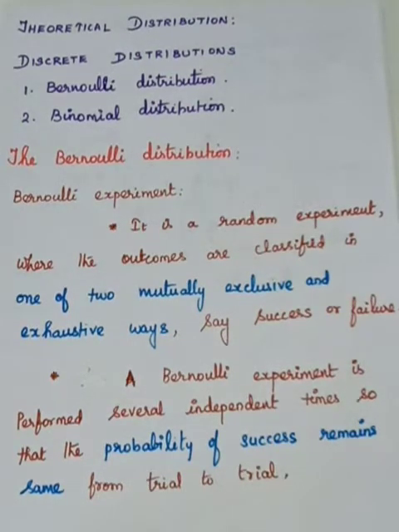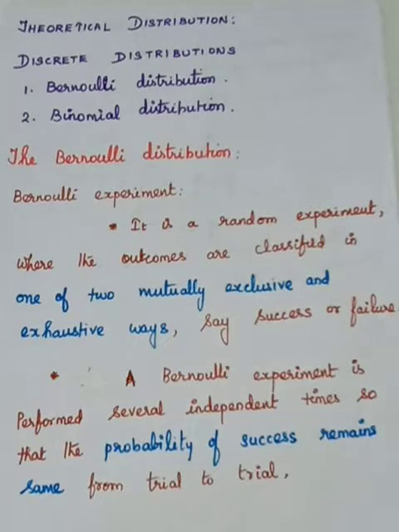So there are two kinds of theoretical distribution. One is a discrete theoretical distribution. Another one is a continuous theoretical distribution. So in 12th standard, in our chapter, we have only discrete theoretical distribution.